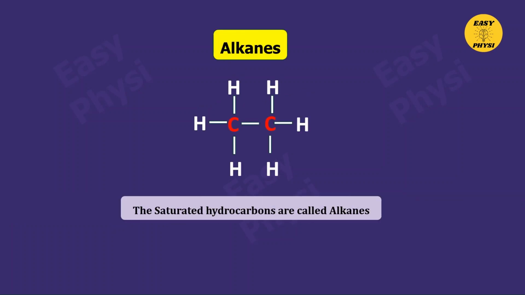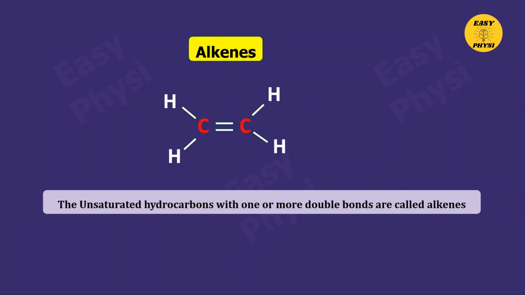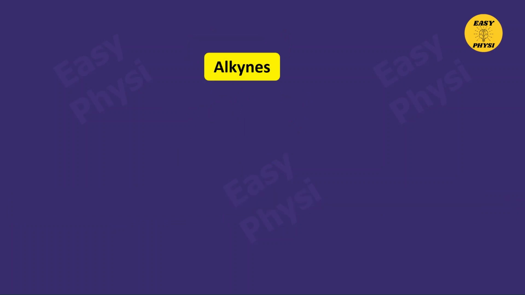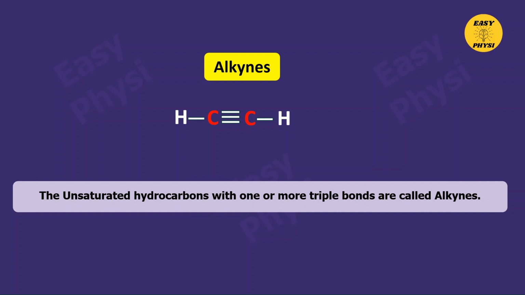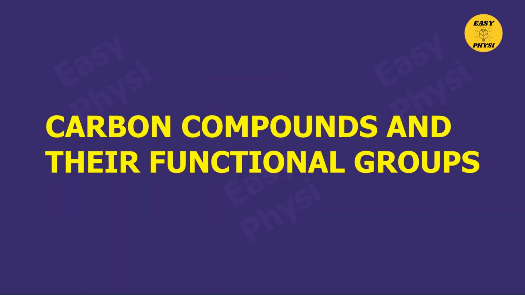Alkanes, the saturated hydrocarbons are called as alkanes. The unsaturated hydrocarbon with one or more double bond are called as alkenes. Alkynes, the unsaturated hydrocarbon with one or more triple bond are called as alkynes. Carbon compounds and their functional group.